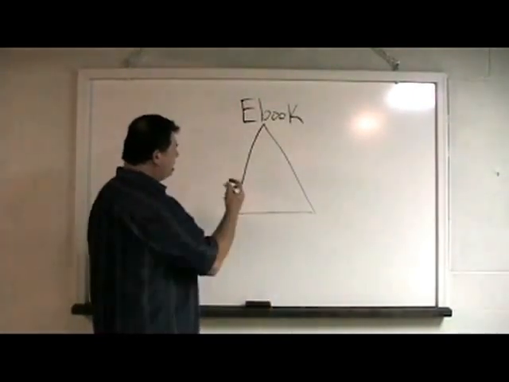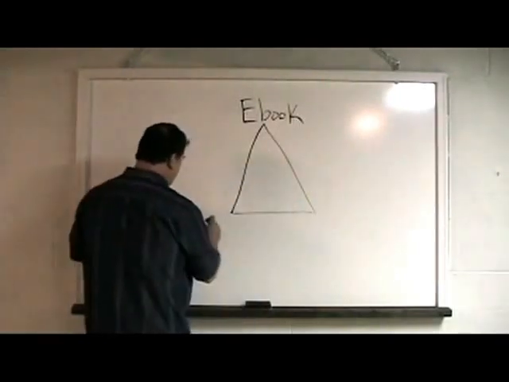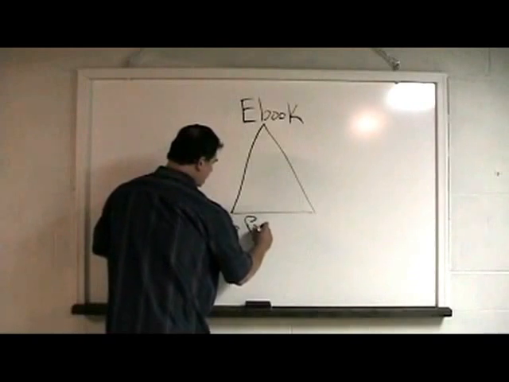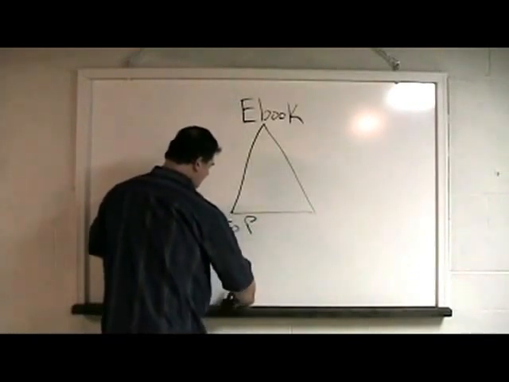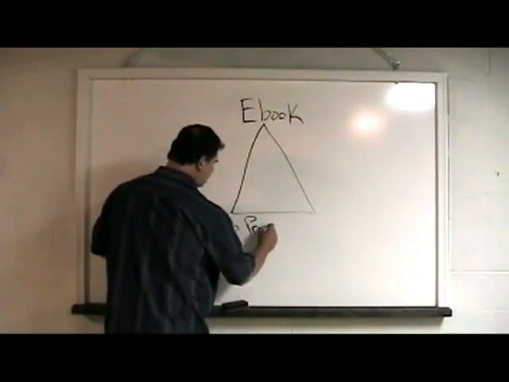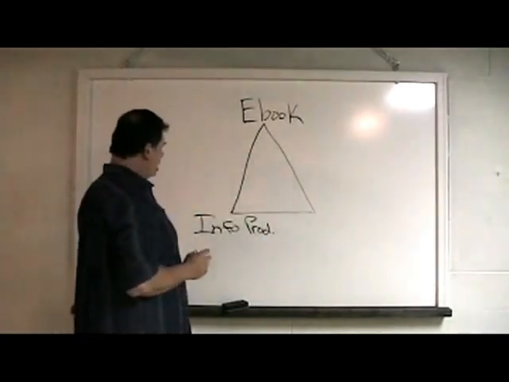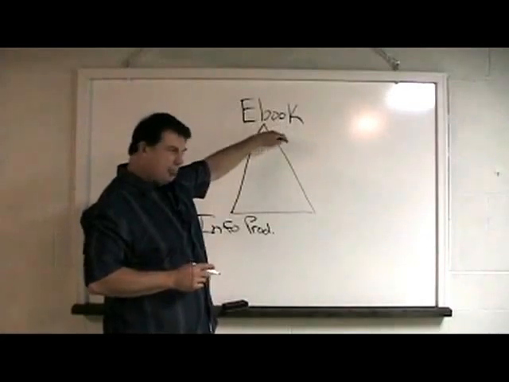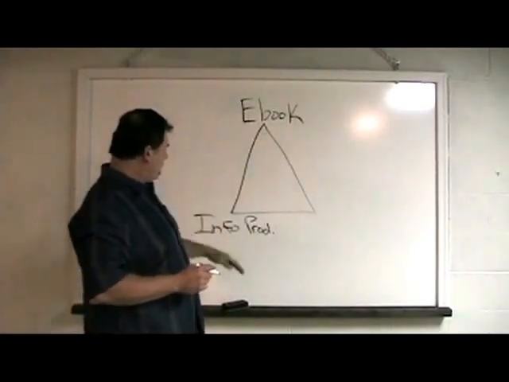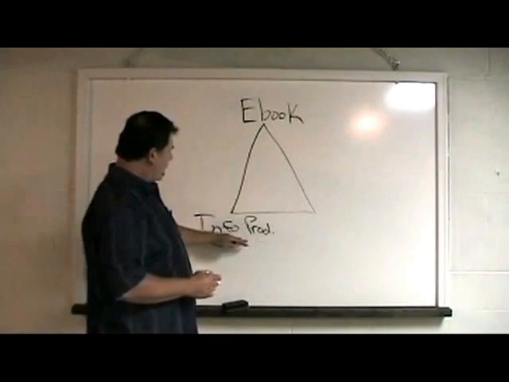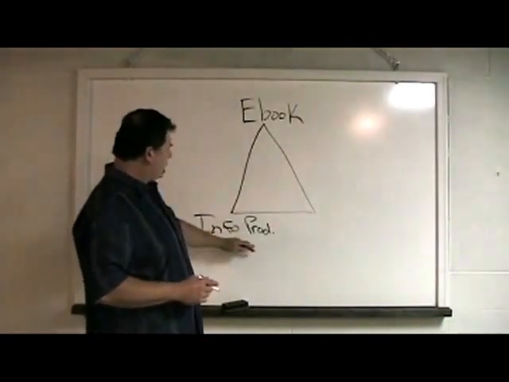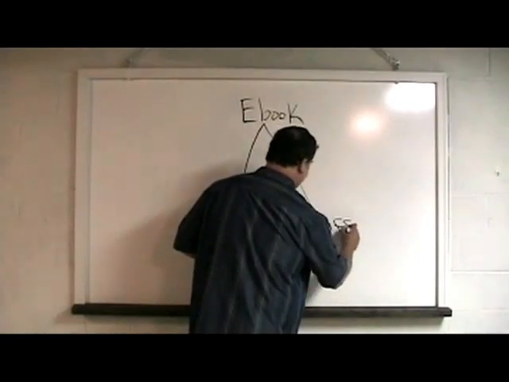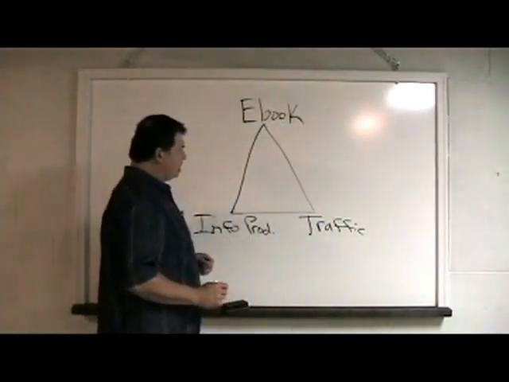Let's use the same example. Ebook niche. Put info products here. And of course, an ebook is not necessarily an info product, only if it teaches people how to do something, and hence the information product. And same thing with information product. An information product can be an ebook if it's in written form, of course. We have traffic. So we have these three niches.